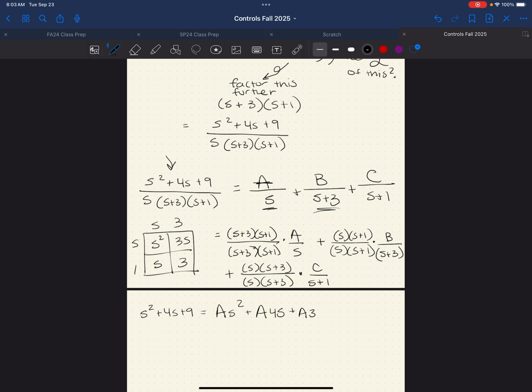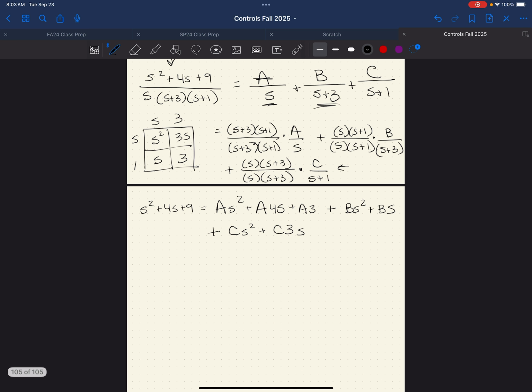Let's do the numerator on the second term. So this one's easier. It's just (s squared plus s) all times B. So B s squared plus B s. The third term is going to be (s squared plus 3s). So C s squared plus C times 3s.